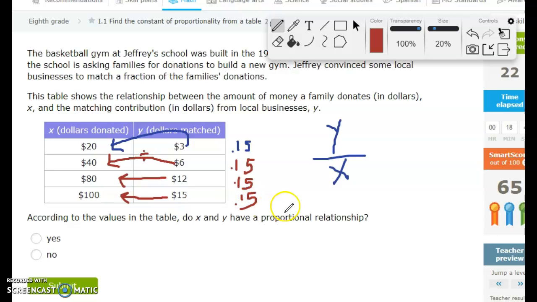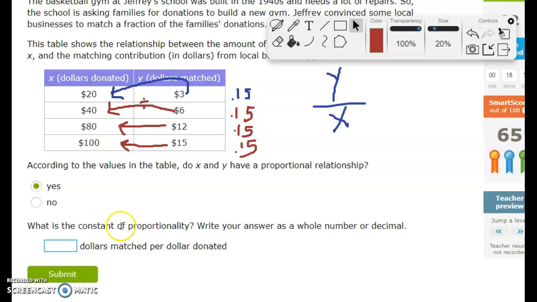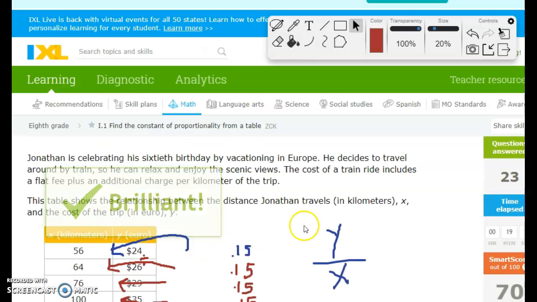Do they have a proportional relationship? Yes, because Y divided by X will only work when there is a proportional relationship. So we're going to mark that. Then it says, what is the constant of proportionality? Write your answer as a whole number or decimal. Very, very important. If it's asking you to do that and it's money, if you don't put it as a whole number or decimal, it is not going to count it correct. So I'm going to put in 0.15. That's what we came up with.